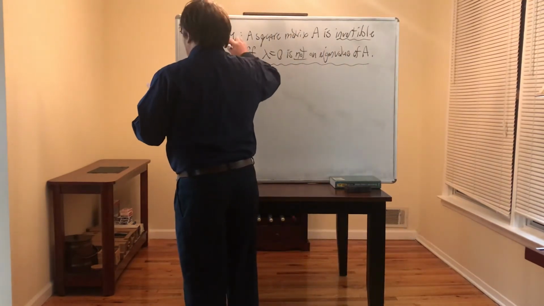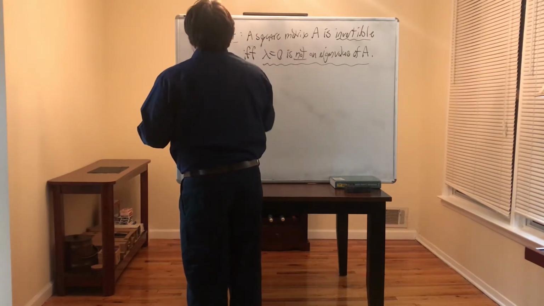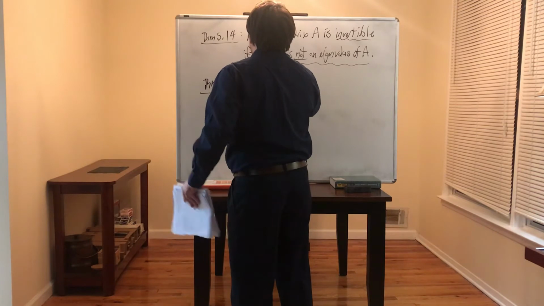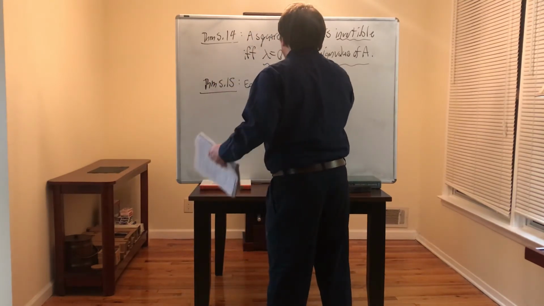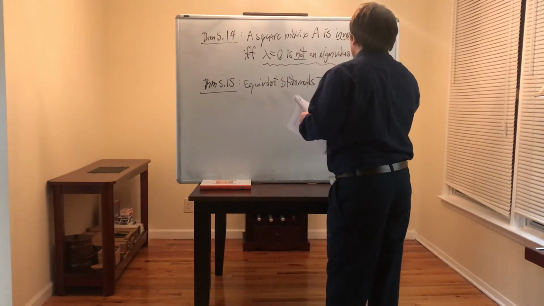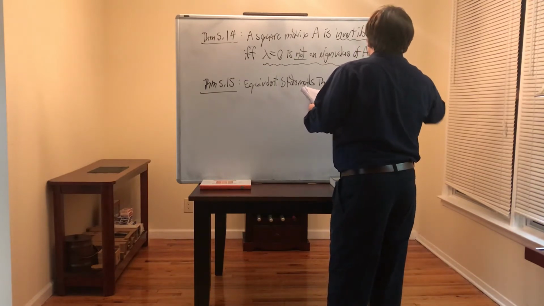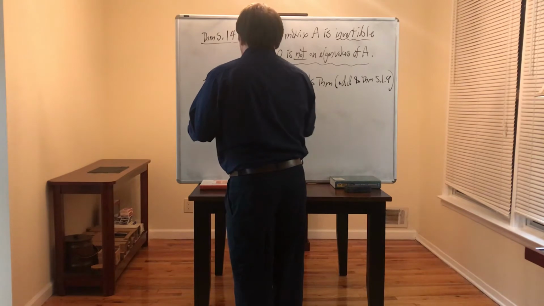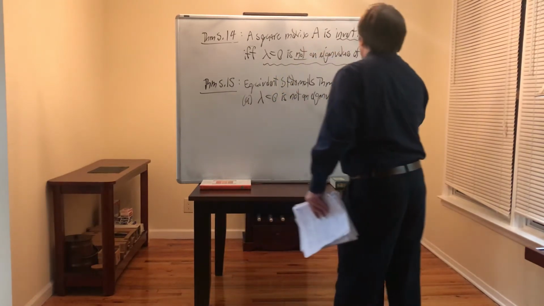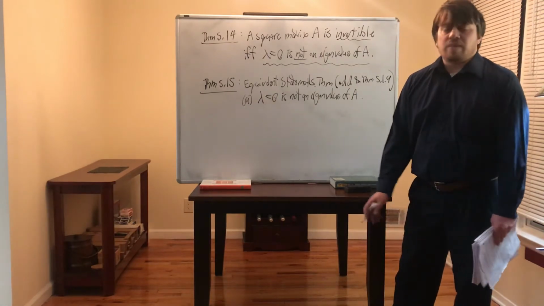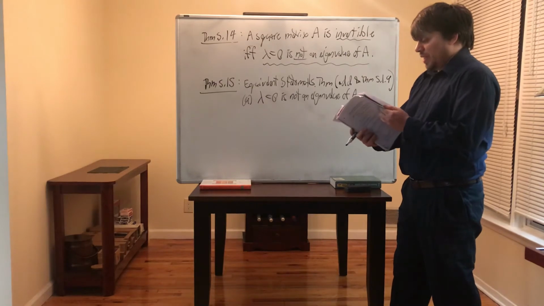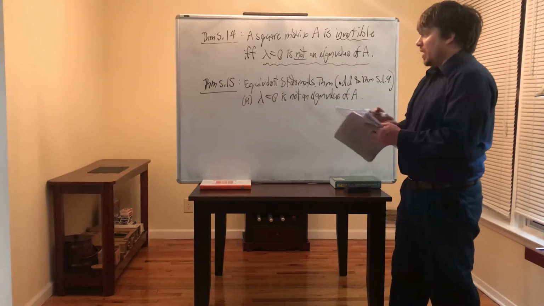That was Theorem 5.1.4. This is Theorem 5.1.5. And so this is the equivalent statements theorem again, which is all those statements that are equivalent. And so what we're going to do is add this one to the theorem. It's statement U, which is lambda equals 0 is not an eigenvalue of A. And so we had that long list of statements, one of them being that the determinant of A is not equal to 0. And you add to the list that lambda equals 0 is not an eigenvalue of A.